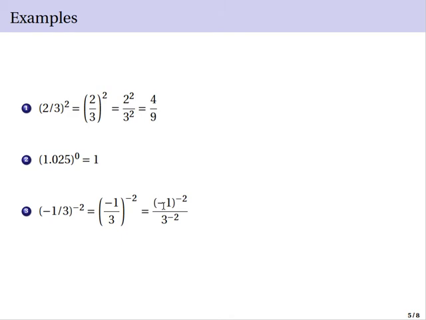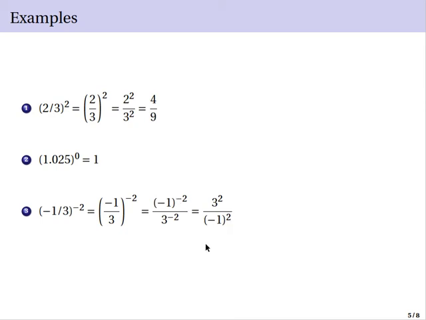Now, the numerator has a negative power. So what we're going to do is bring the expression in the numerator to the denominator and change the exponent to a positive exponent. On the denominator, we have an expression with a negative exponent, so we bring that expression from the denominator to the numerator and change the exponent to positive. This means this is equal to 3 raised to power 2 divided by negative 1 raised to power 2.